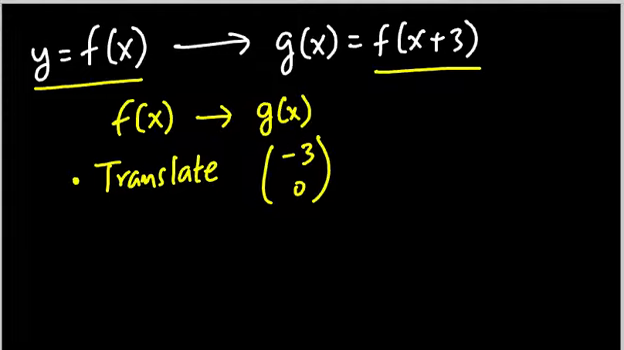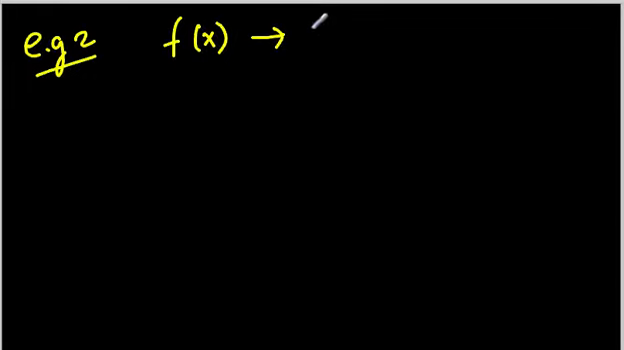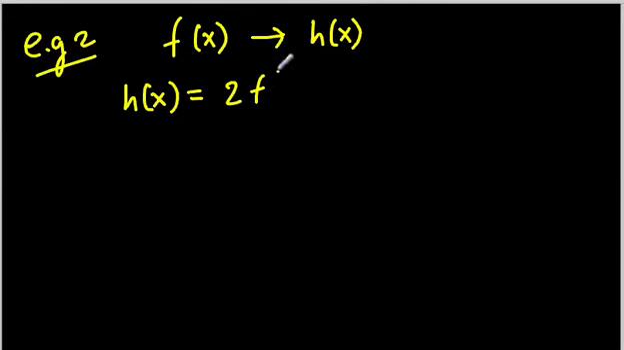Let me show you another example. So this is example 2. I'm going from f of x to h of x, right? And I tell you that h of x is equal to 2f of x plus 1, minus 3. So the question then becomes, what are the transformations in order for me to go from f of x to h of x?